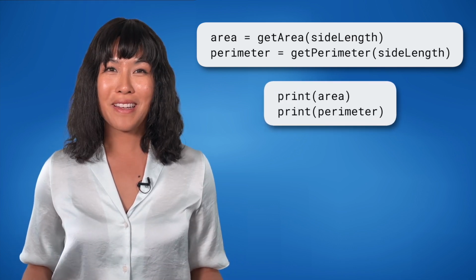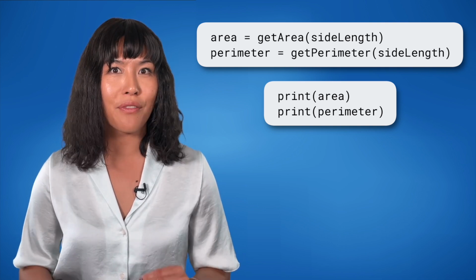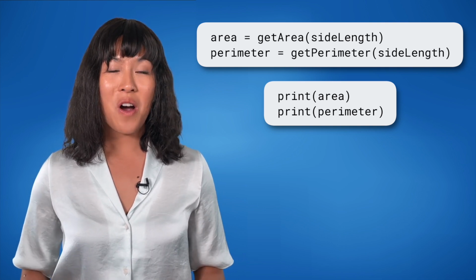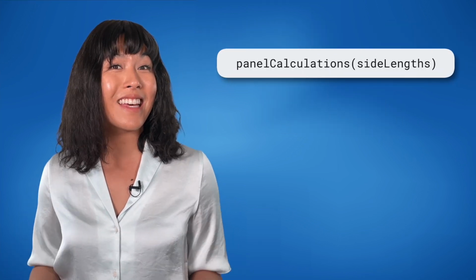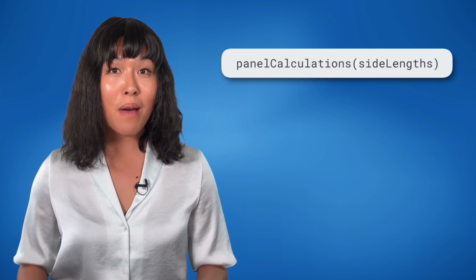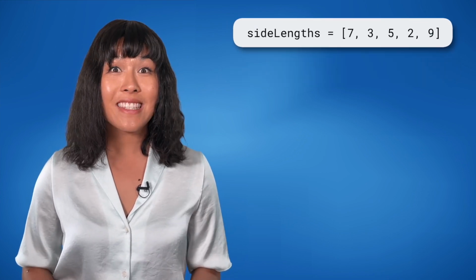Great job! After all of that hard work coding the functions, we now get to see the functions in action. All we need to do is call our panel calculations function like this. Remember, our array looks like this. After calling that function, this is the output.